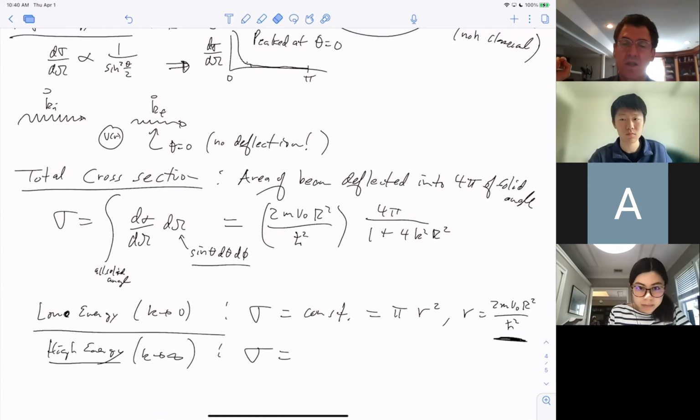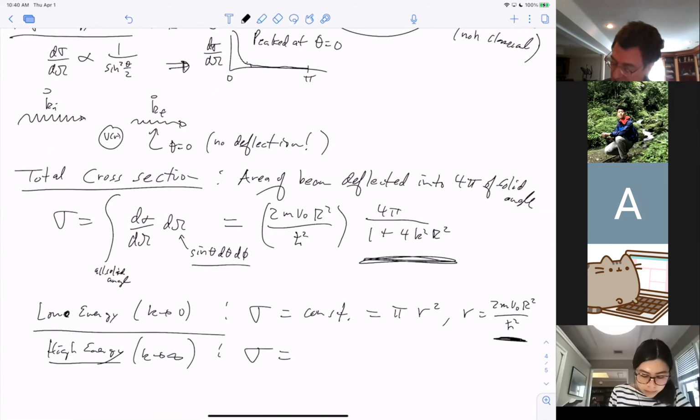Can you see? It's this formula right here. What's the high energy cross section? Zero. Yes, exactly. Because, as I said before, the particle has so much energy that when it hits that potential, it doesn't even notice. It just goes blasting past it.